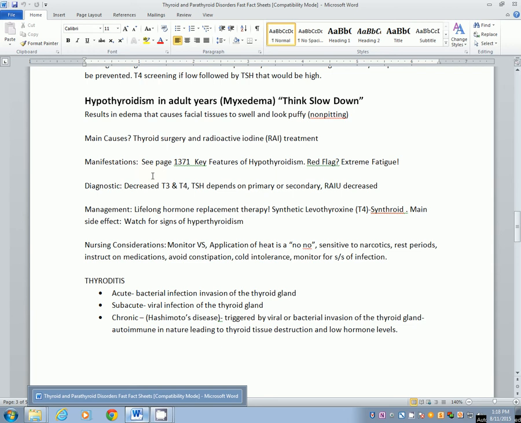Now you need to think of everything slowing down. Okay, dry skin, bruising and poor wound healing, cold extremities, hair loss, bradycardia, peripheral edema, tiredness, weakness, cold intolerance, constipation.